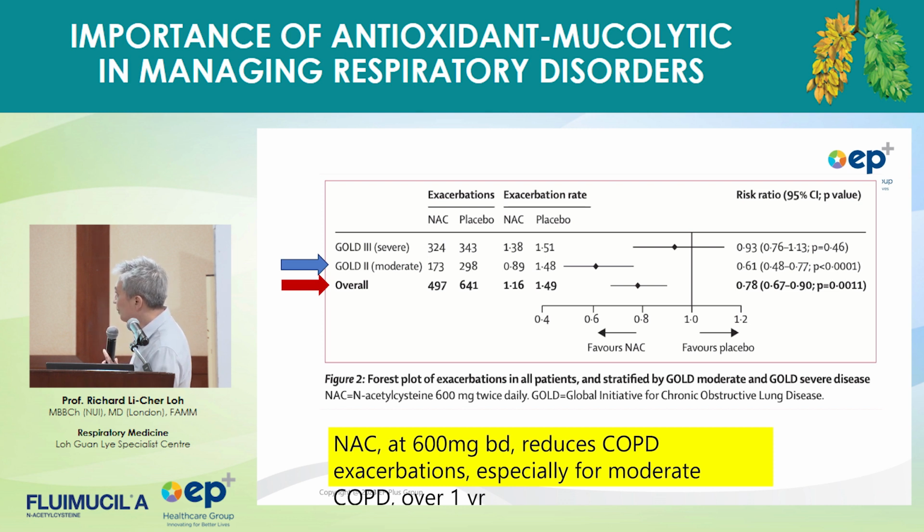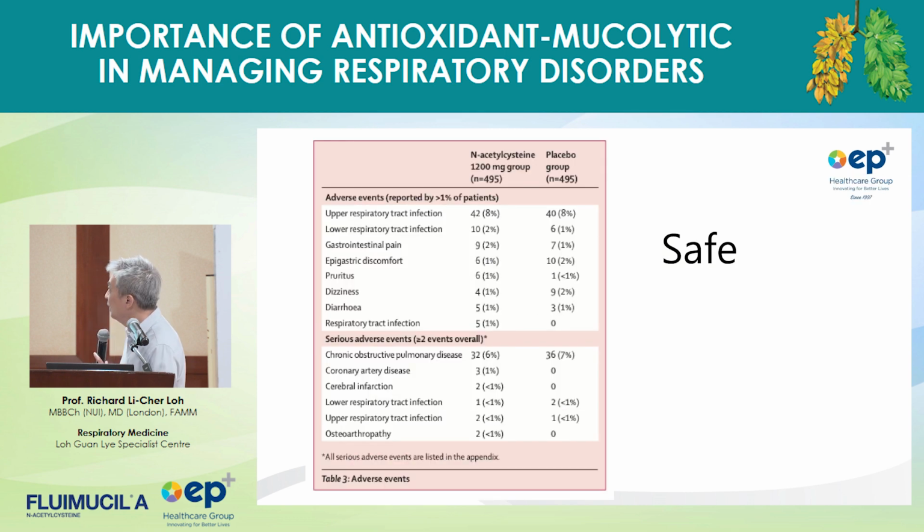So it must be noted that it's at the dose of twice a day. So not once a day, it's 600 twice a day, reducing exacerbation, especially for moderate COPD, over a year. And it's safe over a year, and you look at it, they're all comparable. Now, N-acetylcysteine side effects are mainly GI symptoms, so gastrointestinal. Here you can see 2% versus 1% in the placebo group, and this is not significant.